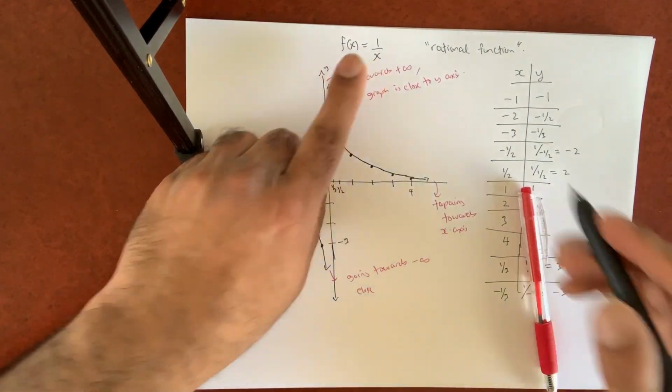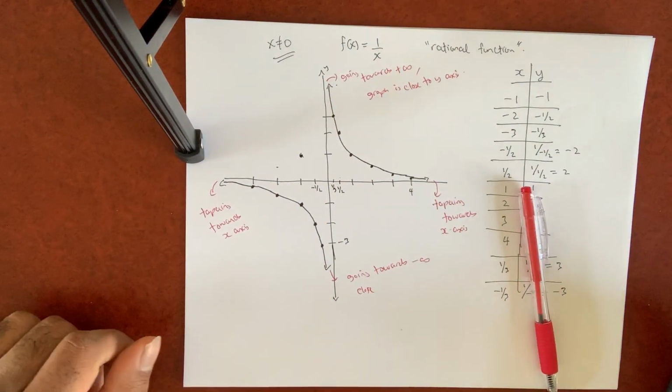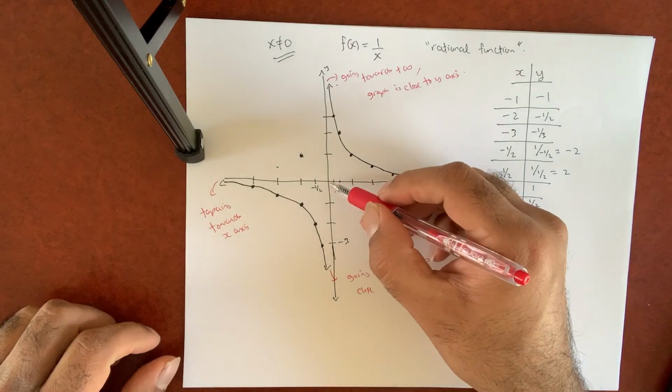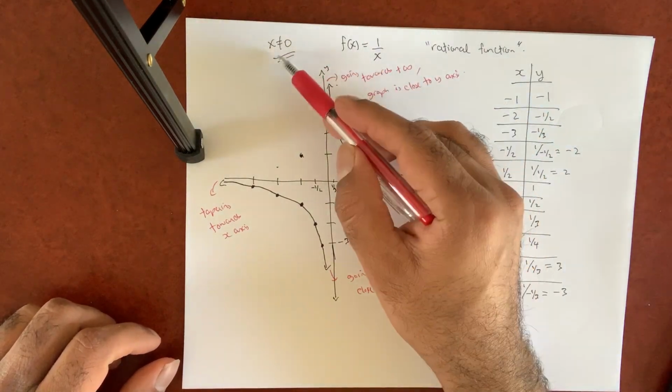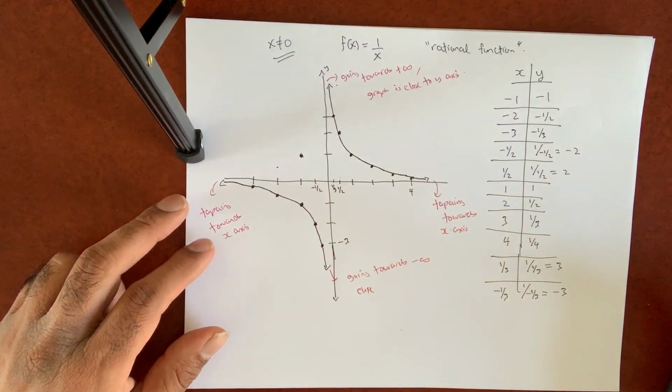Because you can't plug in 0. Notice x cannot be 0 here. We cannot divide by 0. So there's no y value corresponding to x equals 0 because 0 is not part of the domain.